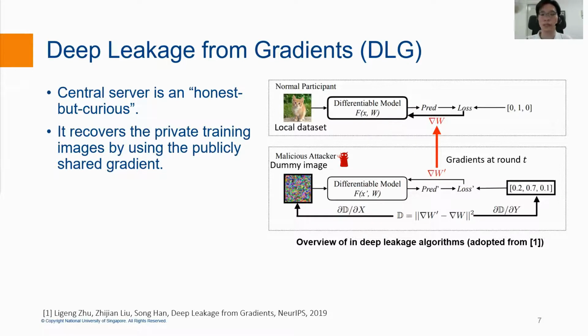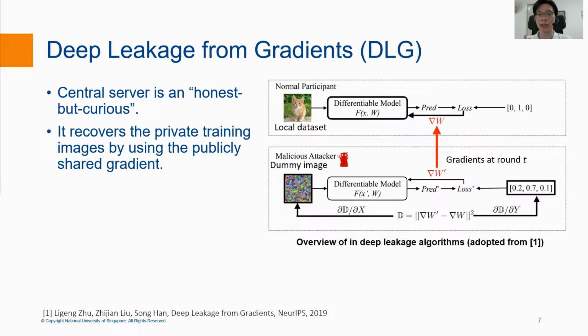The main idea is summarized in the left figure. After the client finishes the training and uploads the gradient update to the central server, the central server will know the gradient of the victim. To perform the attack, the curious server generates a dummy image and a dummy label. Then it passes those to the global model and obtains the dummy gradient. So this is the goal of the adversary.